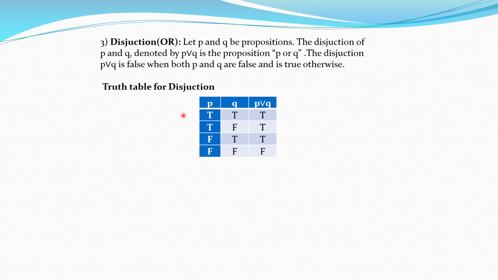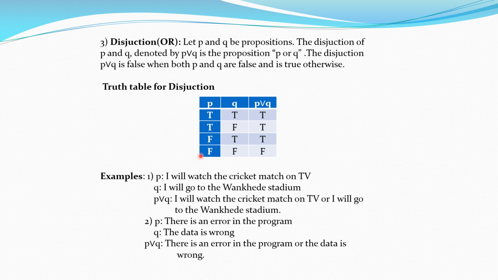Again, as P, Q are two propositions, there are four possibilities about their truth values. Now in case of disjunction, P or Q is false only when both are false. It means when both are true or at least one is true, we get P or Q as true value. And P or Q is false only when both are false. So it is enough to remember that particular case.